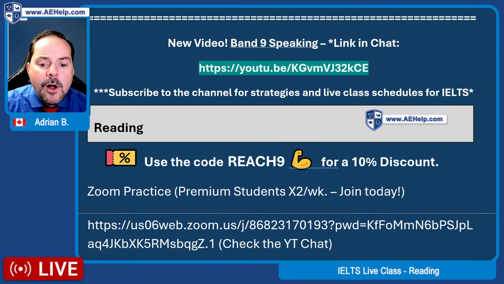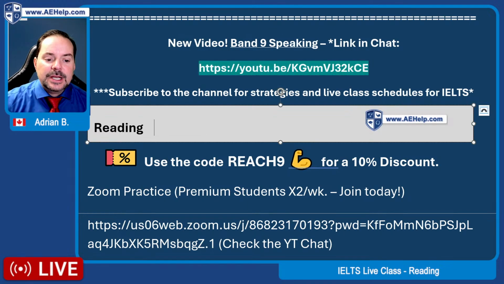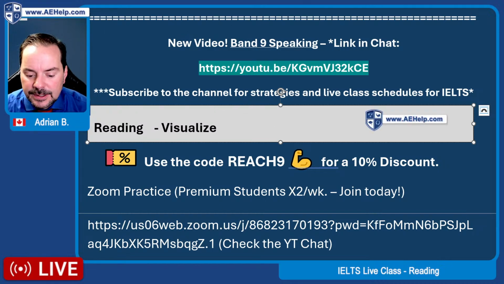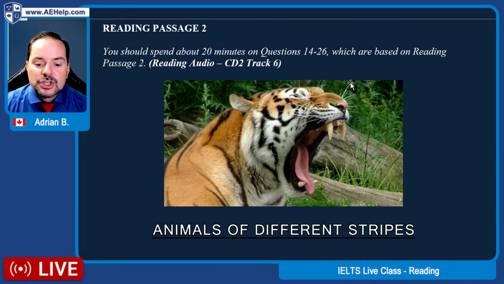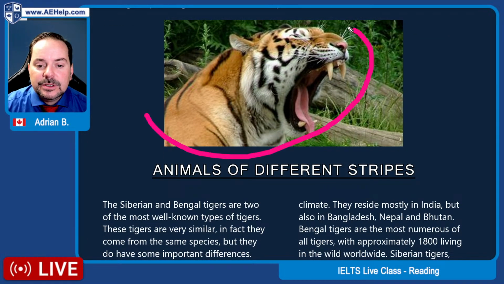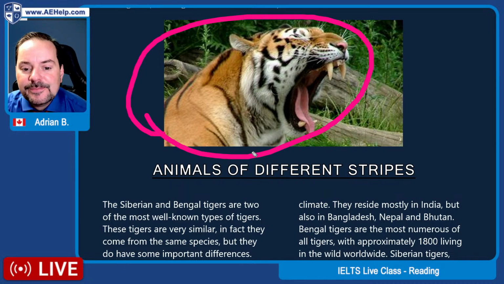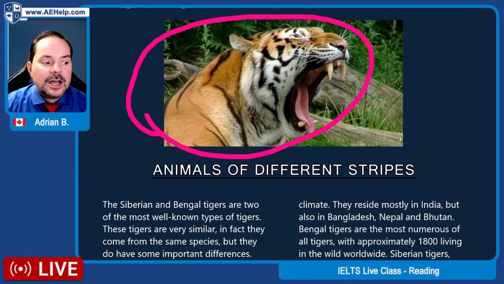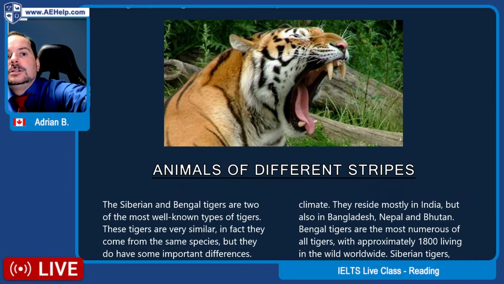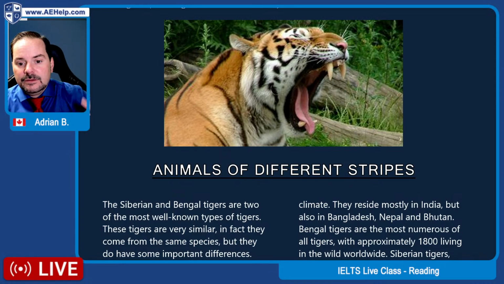All right. So let's get into reading. First step in good reading, everybody, is to visualize, which means to see the information as you read it. Now, here is our reading passage again. It's Animals of Different Stripes, and we have this beautiful tiger here. Visualize to make it interesting, to engage the material and get your brain really focused on it.